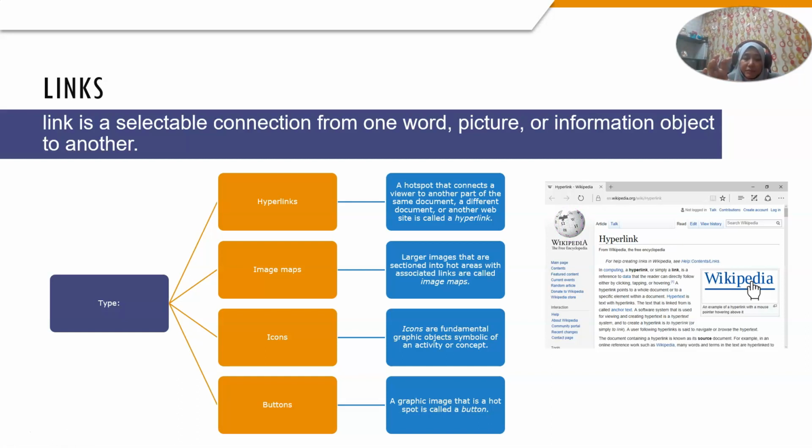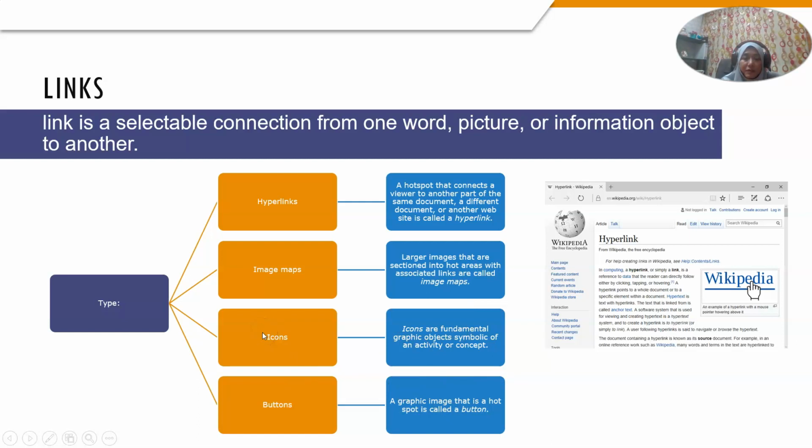You click the Wikipedia globe here, so you can assume that is the image map. It is the main one where the user can click and it will go to the home page. That is an example. And also, class, you can use links for icons. What is an icon? It is basically a graphical object, symbolic of an activity or concept, where you can use any icon to represent the message.